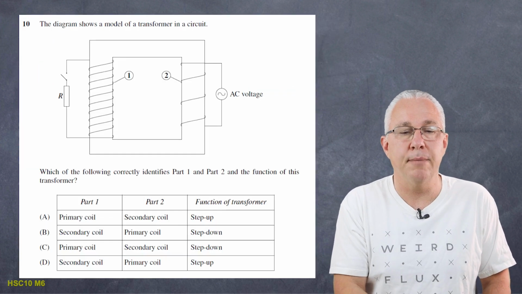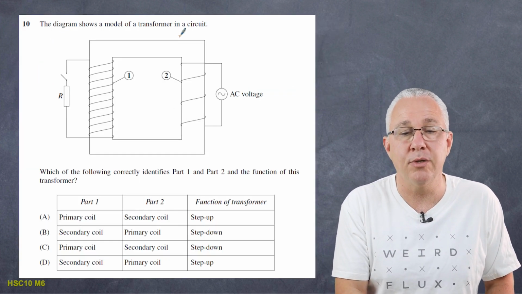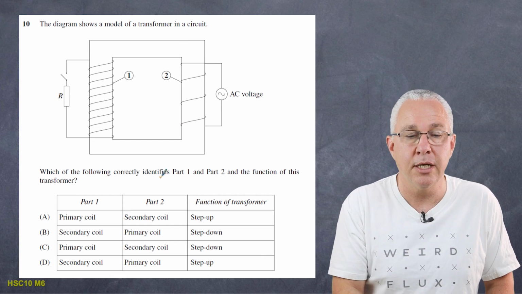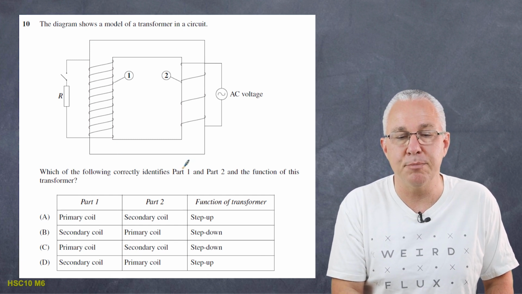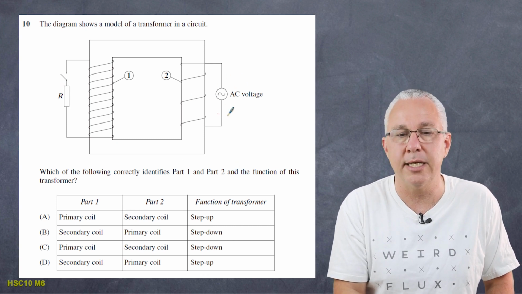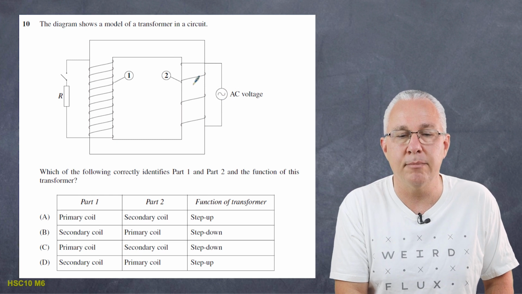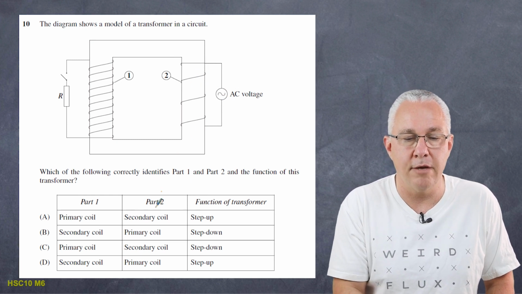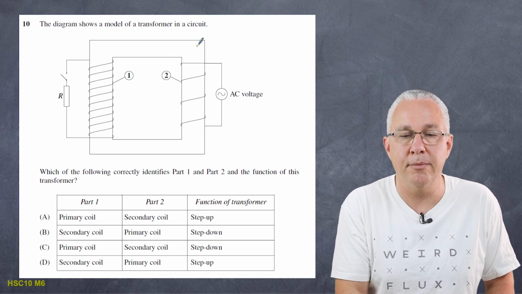Question number 10. The diagram shows a model of a transformer in a circuit. Which of the following correctly identifies part 1 and part 2 and the function of this transformer? Okay, so what we have here is our supply. So here's our source, and you'll see you have a number of loops over here. So this over here is our primary coil, and so therefore this is our primary voltage.